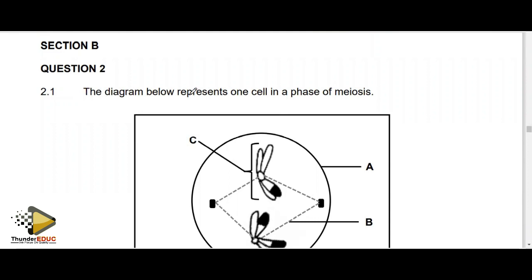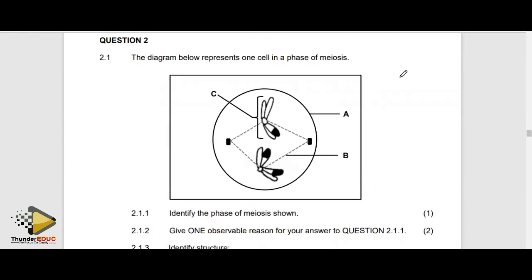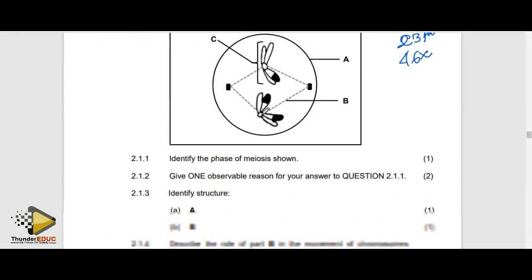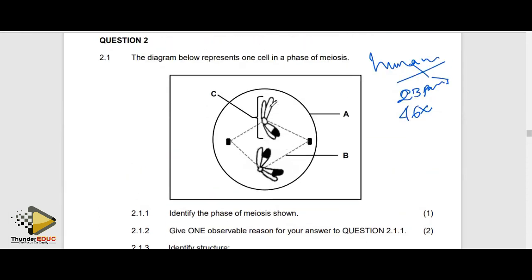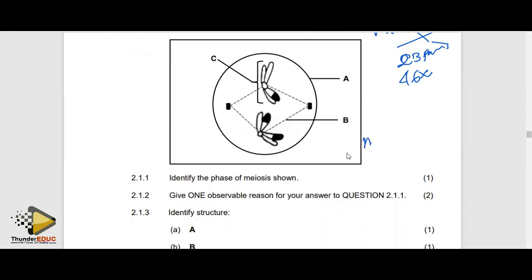Question 2, they are saying that the diagram below represents one cell in a phase of meiosis. They are not saying that this is a human cell. They have not talked about the word human, so you must not think about 23 pairs of chromosomes, please. Don't talk about 46 chromosomes, because they have not talked about human. Now they are saying identify the phase of meiosis. They are along the equator, so the phase is going to be metaphase.